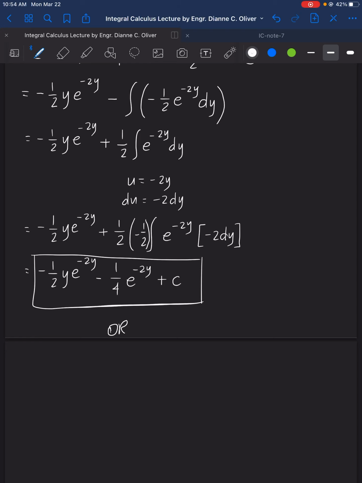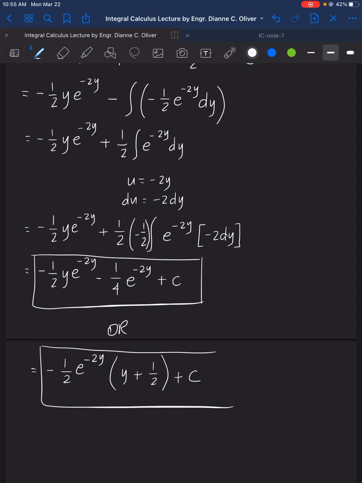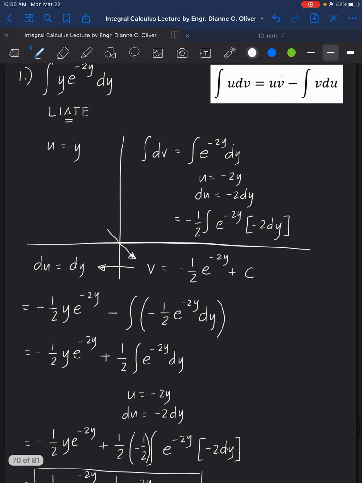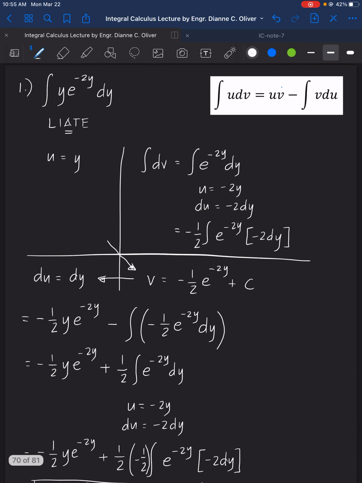Or we can have it as equal to negative 1/2 e raised to negative 2y multiplied with y plus 1/2, plus c. So that's the pattern for by parts, integration by parts.